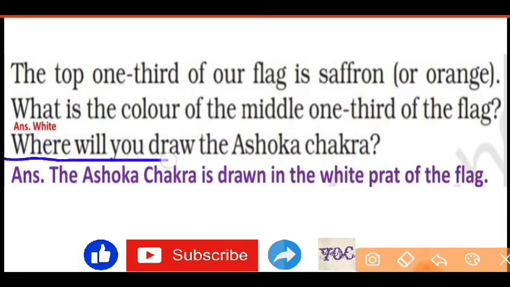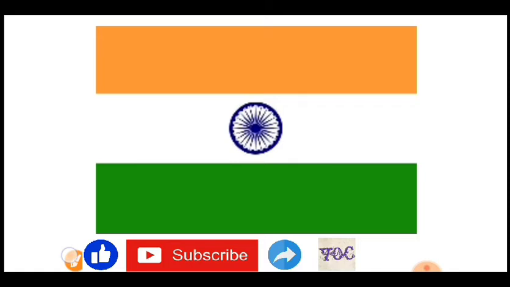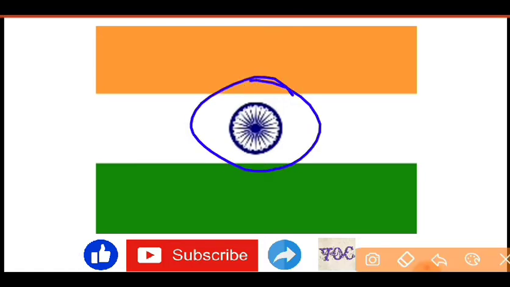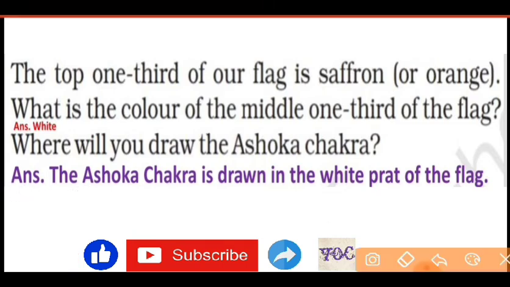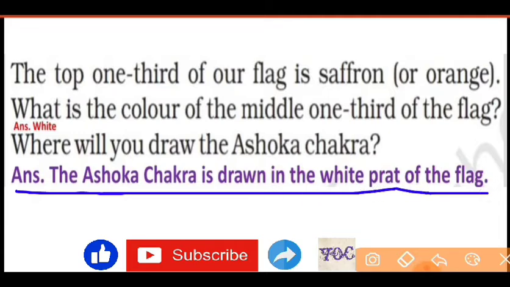Where will you draw the Ashoka Chakra? Just see, the Ashoka Chakra is there in the white portion of the flag. So the answer will be: the Ashoka Chakra is drawn in the white part of the flag.